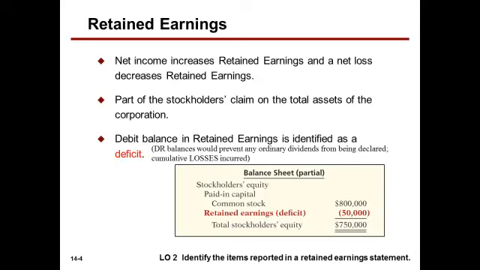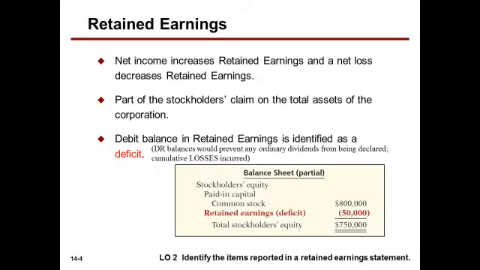So retained earnings is part of the stockholders' claim on the total assets of the corporation. It's all about earnings less any dividends that have been declared out of retained earnings. If a debit balance ever exists in retained earnings, it's identified as a deficit. This debit balance, which would be unusual, would prevent any ordinary dividends from being declared.